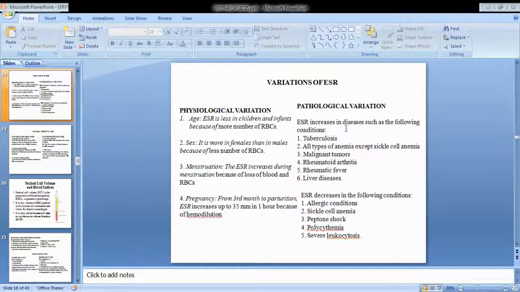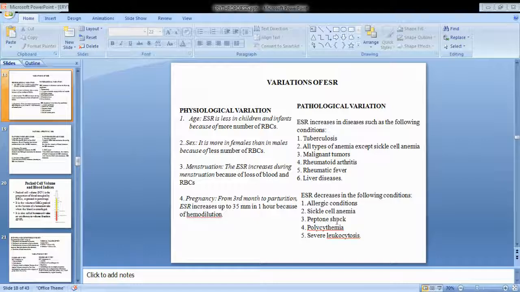Pathological variation: ESR increases in diseases such as tuberculosis, anemia, malignant tumors, rheumatoid arthritis, rheumatic fever, liver disease, etc. ESR decreases in conditions like allergy. There the time taken will be very less because of the presence of a large number of cells. In the others, the sedimentation rate increases, with more time taken for settling. Whereas the time taken will be less in allergic conditions because there will be a lot of cells, immunoglobulin cells, etc.